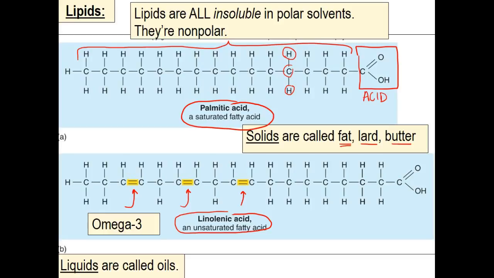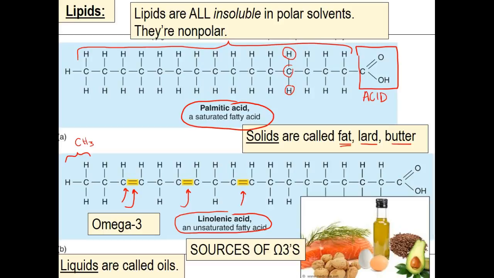This particular molecule is an omega-3 fatty acid. That says that at least one of the double bonds is at the third carbon from the methyl group end of the molecule. And omega-3 fatty acids have been found to be beneficial to us because they help to reduce cardiovascular disease. And here's some sources of omega-3 fatty acids: salmon, nuts, olive oil, and also avocados.